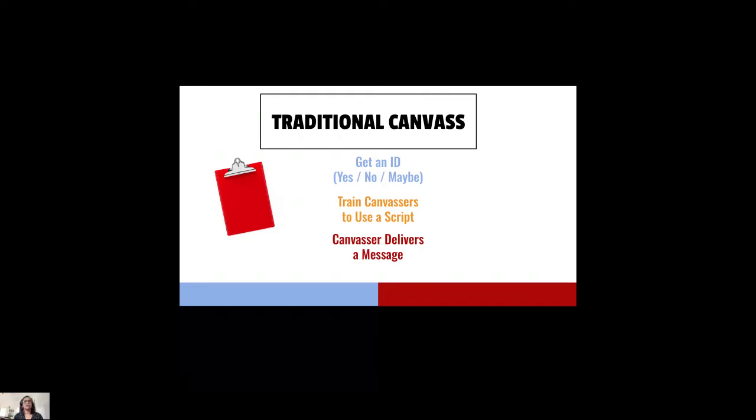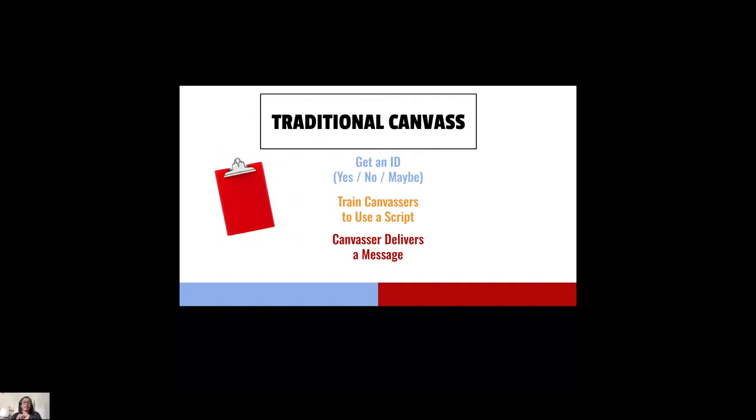And when you knocked on the door, it went something like, "Hi, my name is Bonnie. I am here to find out who you plan on voting for. Do you plan on voting for Obama?" It was a yes, no, maybe. No in between. The script is very short, and I'm really there to just deliver a message. After I get through my one question, I hand them some literature and I say goodbye. That's it. That's what a traditional canvas looks like. It's transactional, it is not transformational.